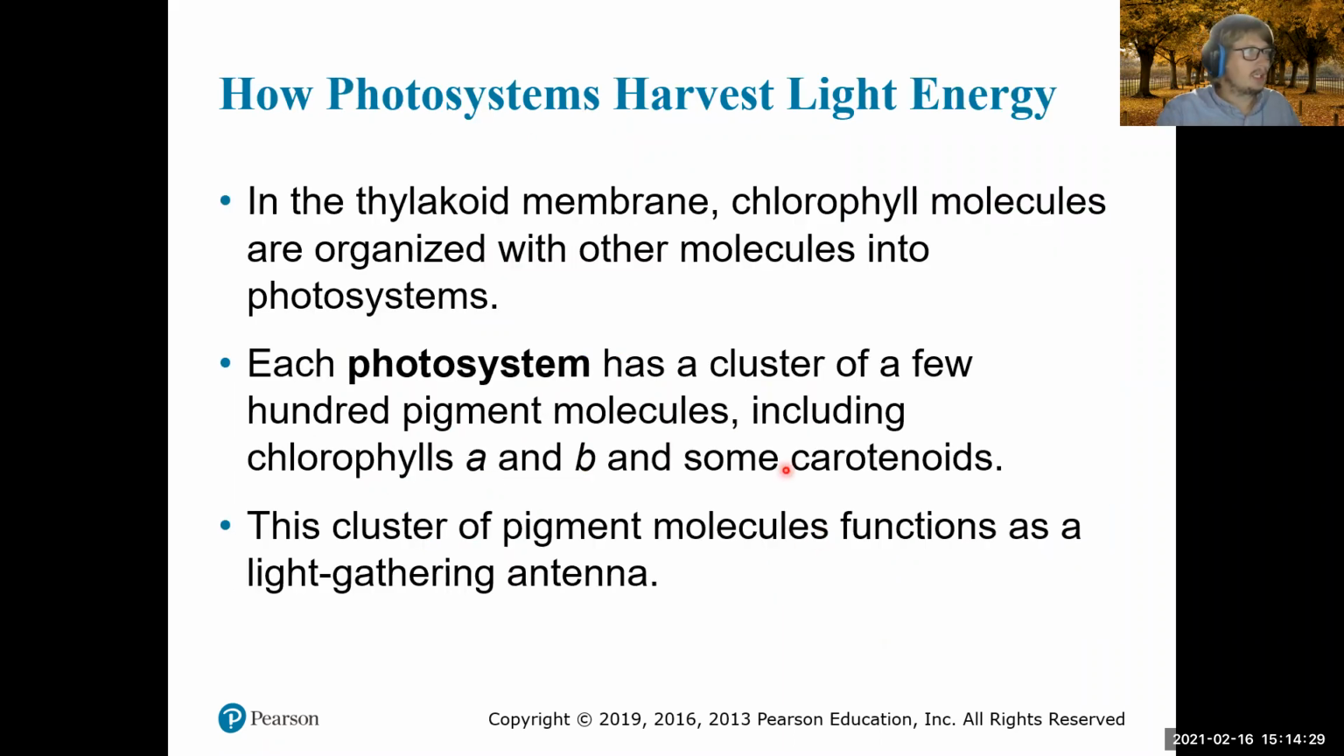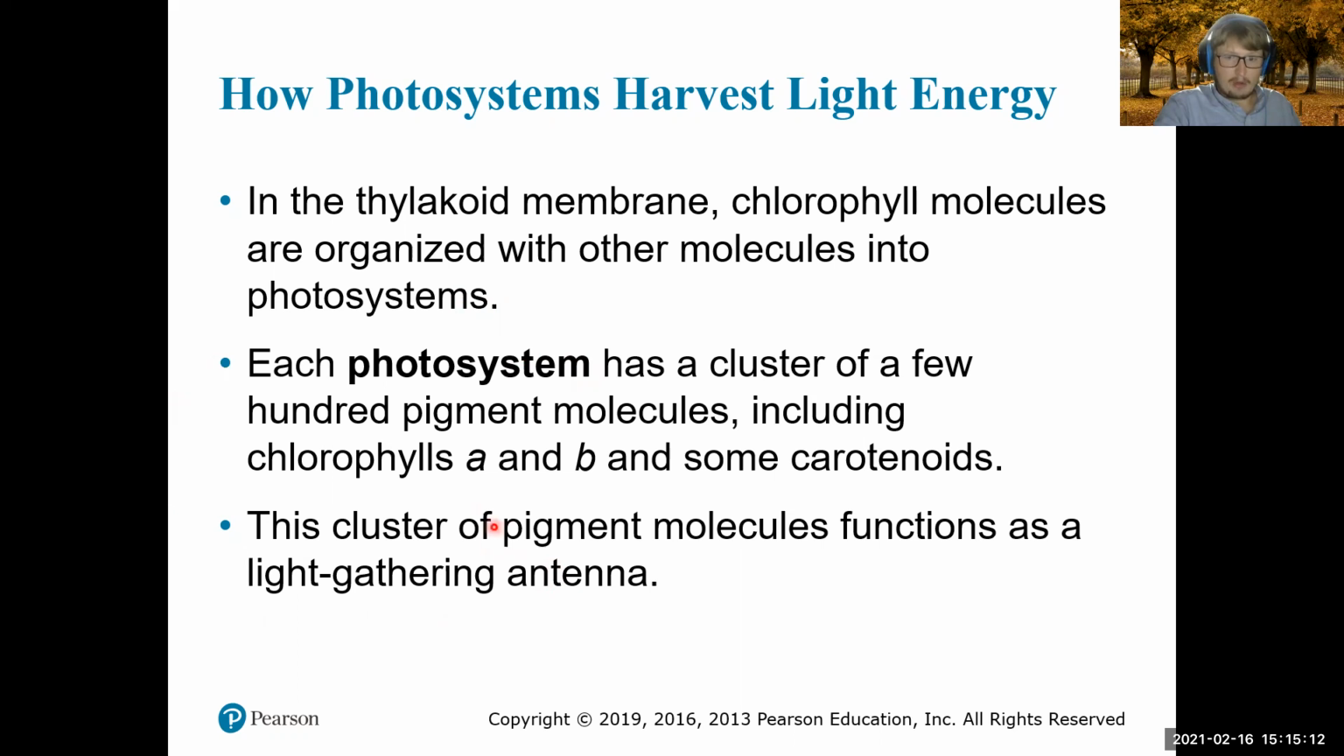Okay, so the chlorophyll molecules are located in the thylakoid membrane. Remember that the chloroplast has the granum, and the granum is made up of thylakoid membrane stacks. Inside those thylakoid membranes, there are clusters of pigment molecules in what are called photosystems. Each photosystem has several hundred pigments of chlorophyll A, chlorophyll B, carotenoids, and all that depends on the species of plant that the photosystem belongs to.